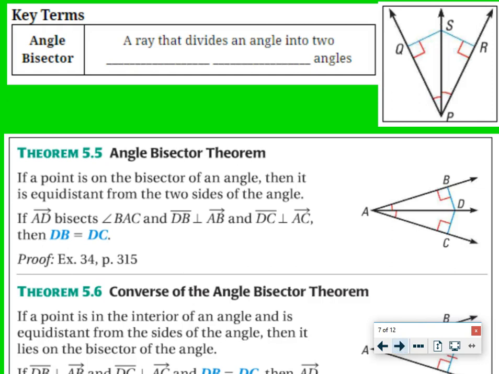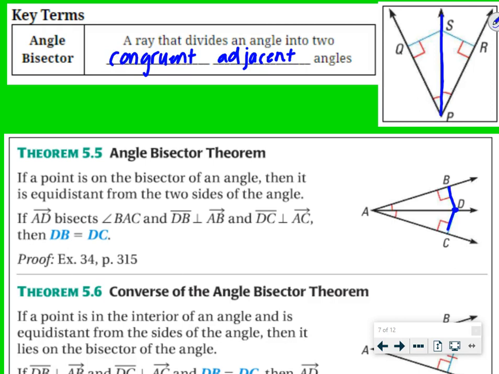Next piece is angle bisector. An angle bisector is a ray that divides an angle into two congruent adjacent angles. So it just cuts the angle in half, so it splits it into two equal angles. Angle bisector theorem, if a point is on the bisector of an angle, then it is equidistant from the two sides of the angle. So kind of similar to the perpendicular bisector theorem.